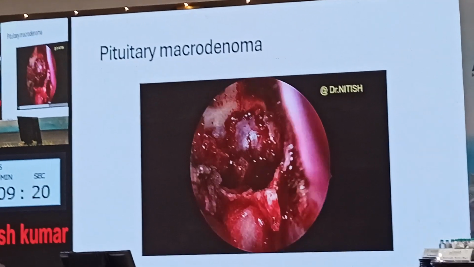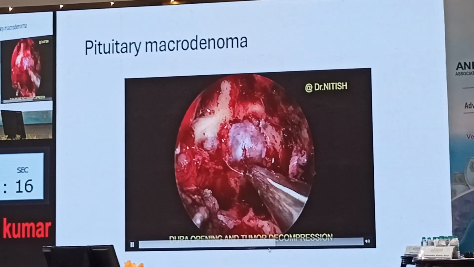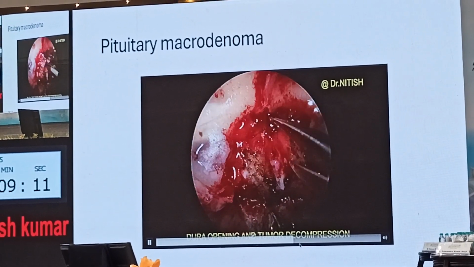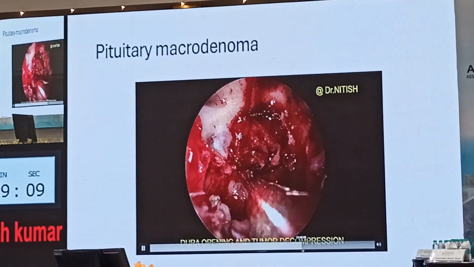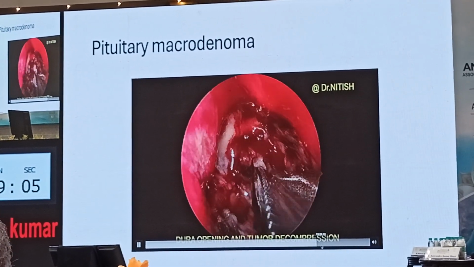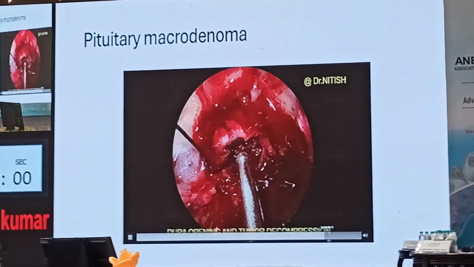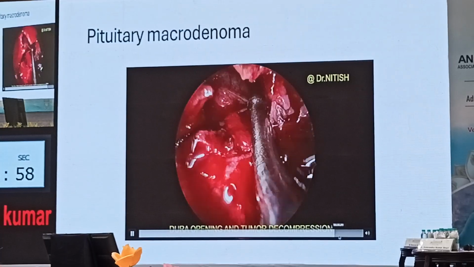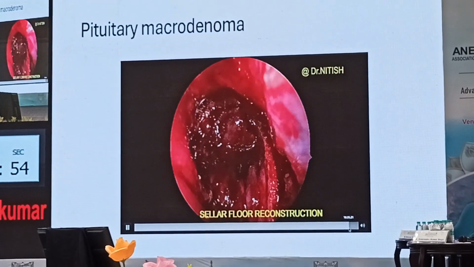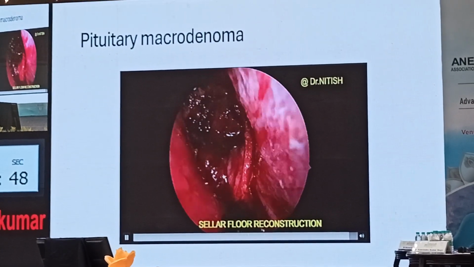So this is after complete sellar bone removal. Once done, then we open the dura, and we cut the dura in a fashion and we remove the tumor. So once after tumor removal, then hemostasis is done and we place the nasoseptal flap. While placing the flap, you should keep in mind that there should be no twist or anything in this flap.